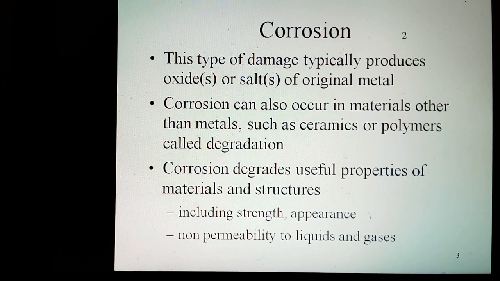Corrosion can also occur in materials other than metals, such as ceramics or polymers, although in this context, the term degradation is more common. Corrosion degrades the useful properties of materials and structures, including strength, appearance and permeability to liquids and gases.